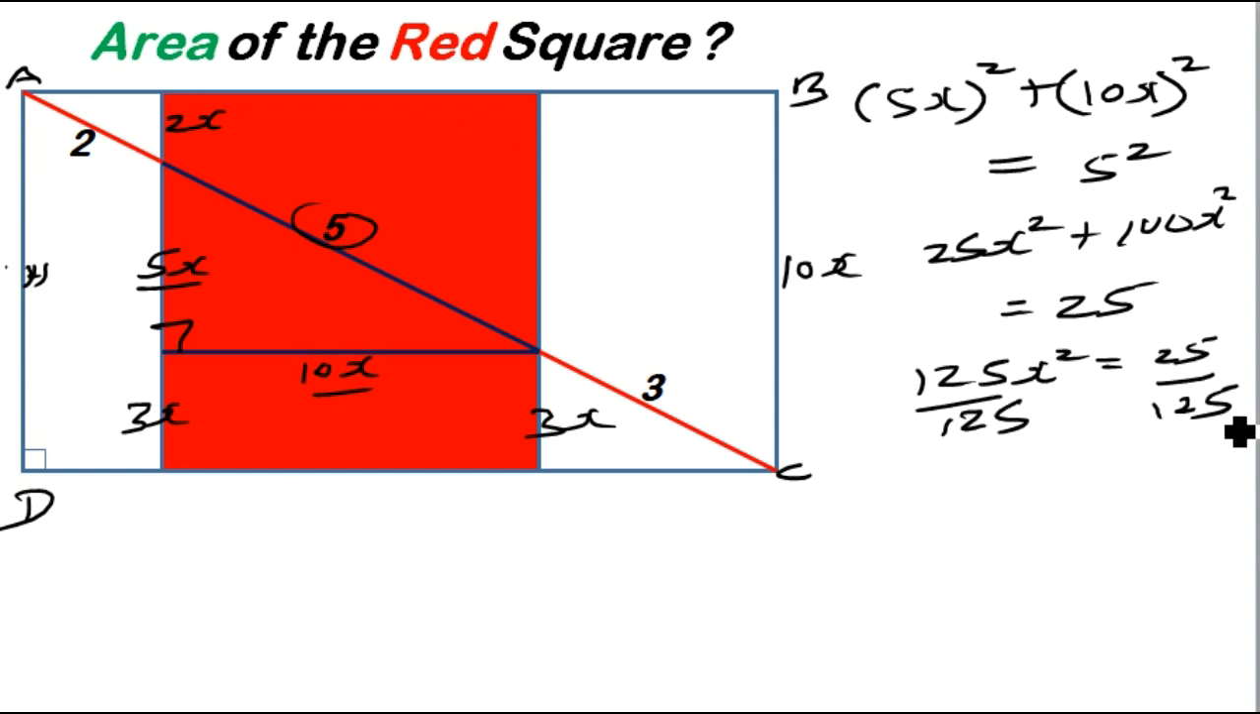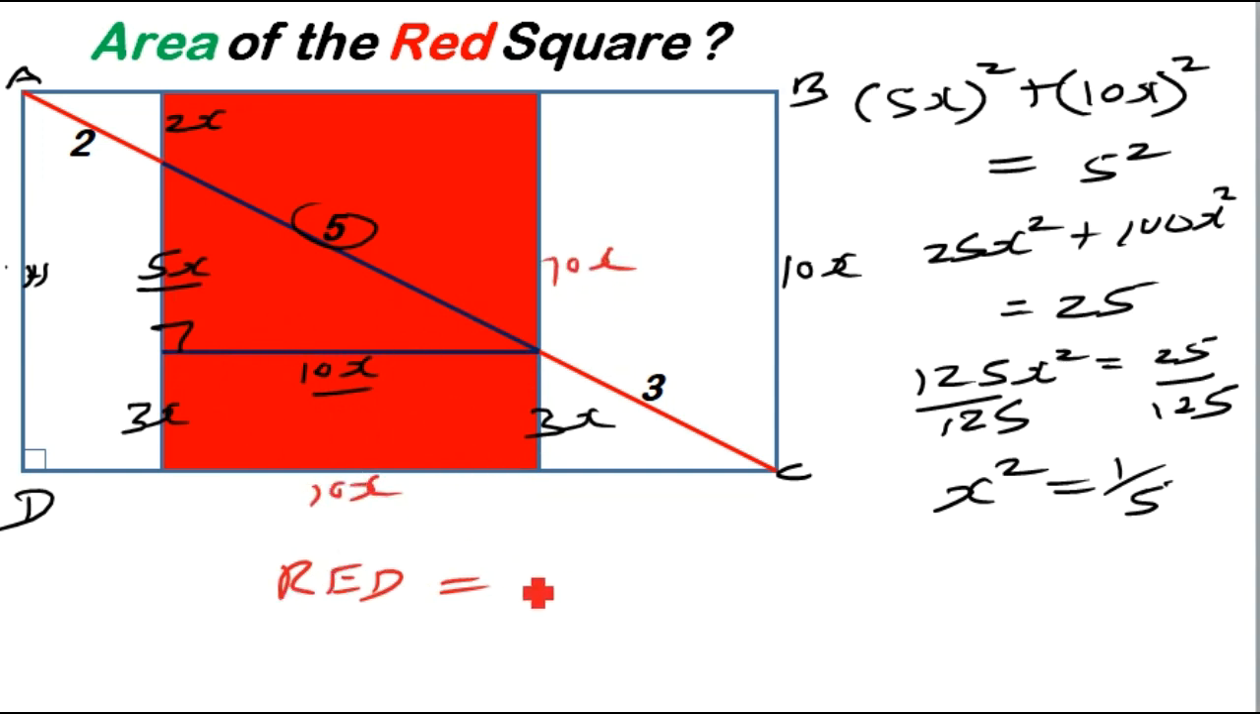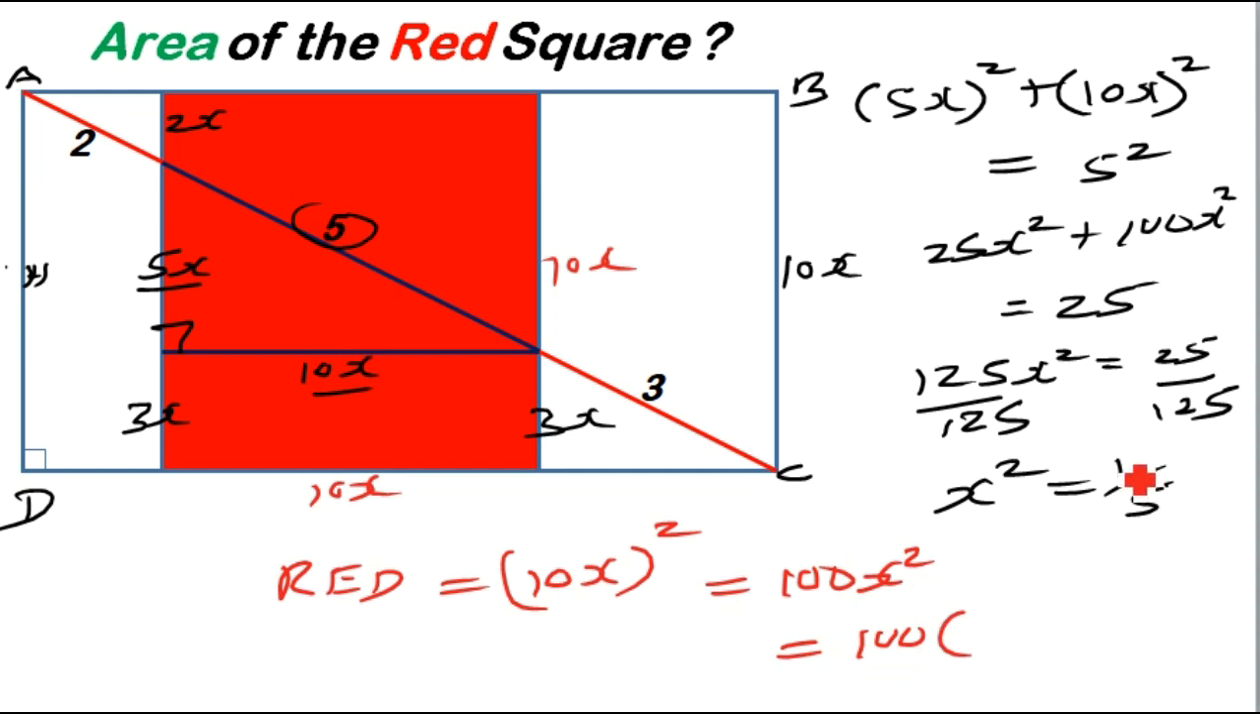Now if we divide both sides by 125, we get x squared is 25 over 125, which is 1 over 5. Now, what is the area of the red square? Remember, the length and the width of the square are the same, 10x. This is 10x by 10x, meaning the red area of the square is 10x squared, and 10 squared is 100. So that is 100x squared, so it is 100 times x squared. What have we found x squared to be? 1 over 5. So where there is x squared, we put the value 1 over 5. So 100 times 1 over 5, the red area is 20.